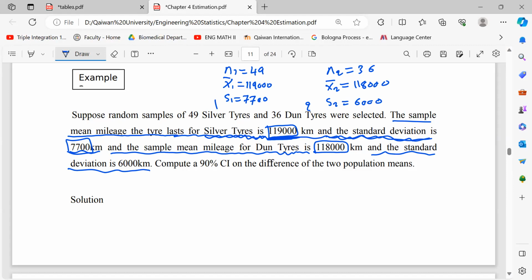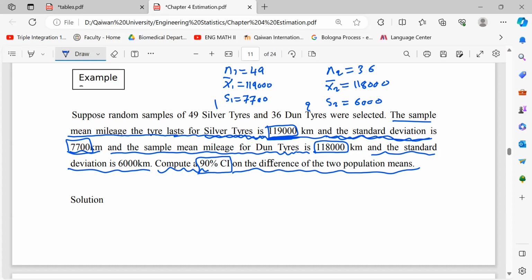It says compute a 90% confidence interval on the difference of the 2 population means. So this is the difference of population means. That's the second topic: difference of 2 population means. Generally we have 3 cases. In the last 2 cases we have 2 subcases. In the first case we said if the variance is known. It's not given that the variance is unknown, so it's the first case. We don't go on to the other 2 cases.